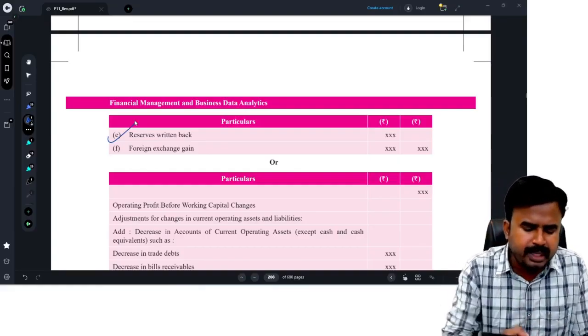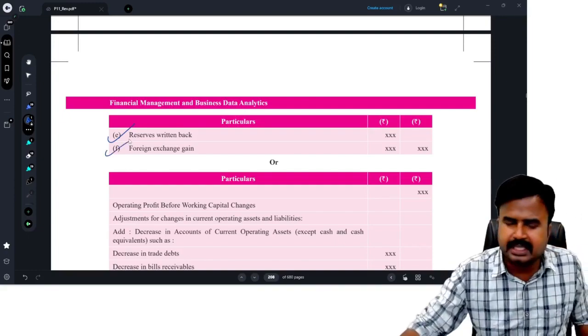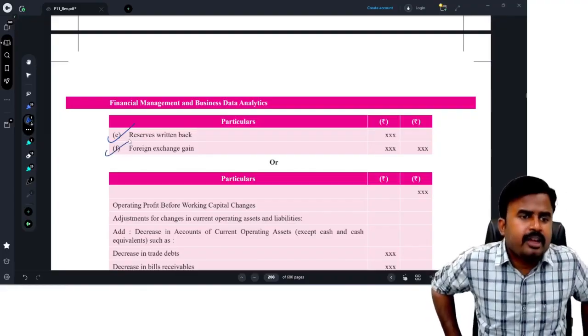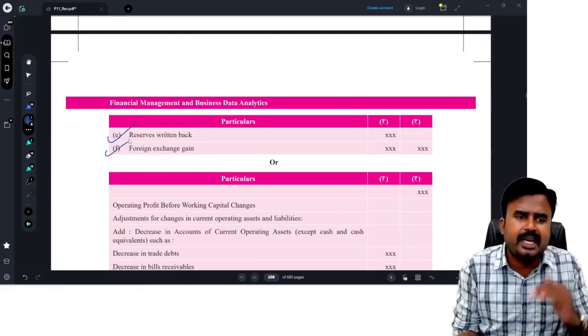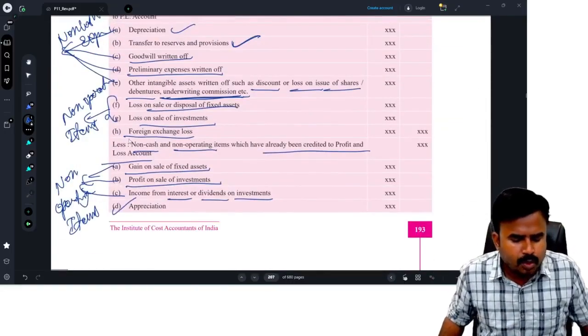So such portion should be deducted, which is supposed to be deducted. And then foreign exchange gain, just like foreign exchange loss which was already added. If you have any foreign exchange gain which is credited in the P&L account, it should be deducted here. Okay, these are the transactions. So what are the transactions?